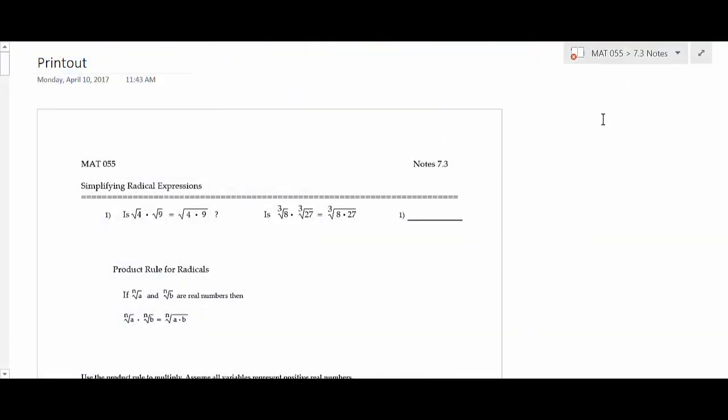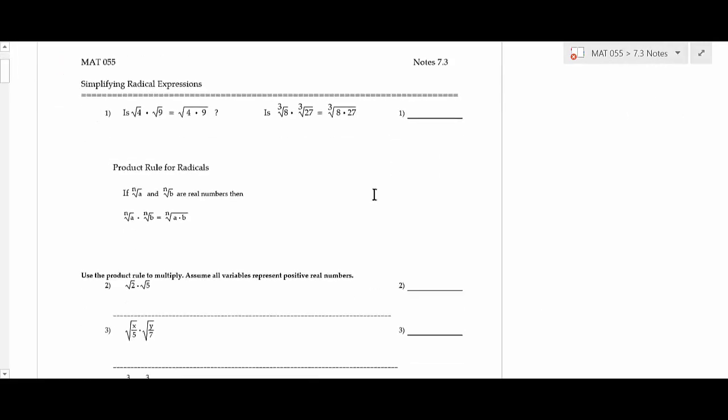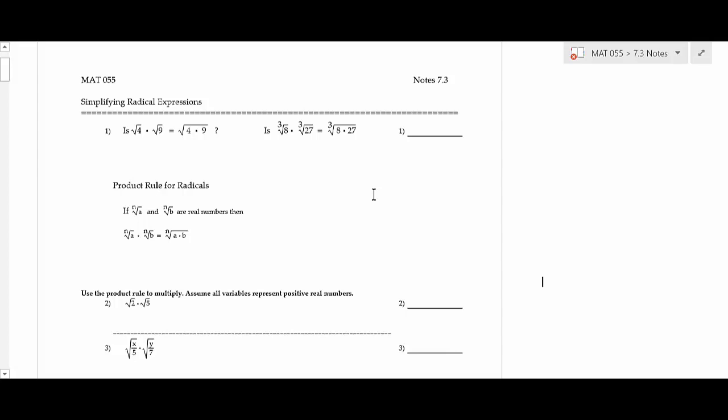All right. Okay, so this whole chapter is talking about radicals. But this begins real easy. What I'm going to show you first is whether the square root of 4 times the square root of 9 is the same thing as the square root of 4 times 9, where the 4 and 9 are outside a radical versus inside. It's very easy to show that this works, okay?